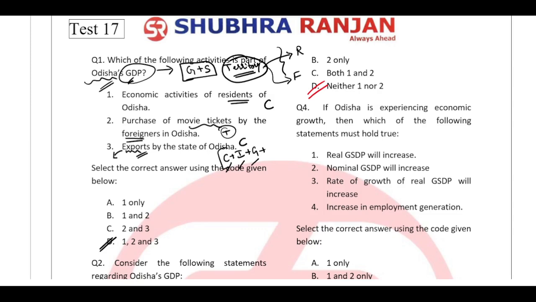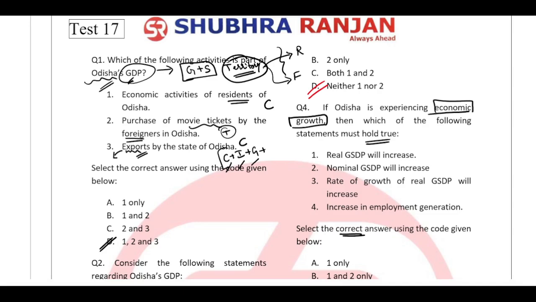Now let us look at question number 4. If Odisha is experiencing economic growth, then which of the following statements must hold true? So the keywords being, if Odisha is experiencing economic growth, which of the following are true? The real GSDP will increase, nominal GSDP will increase, rate of growth of real GSDP will increase, and increase in employment generation. Select the correct answer. So when we say that growth is happening in Odisha, what should happen?